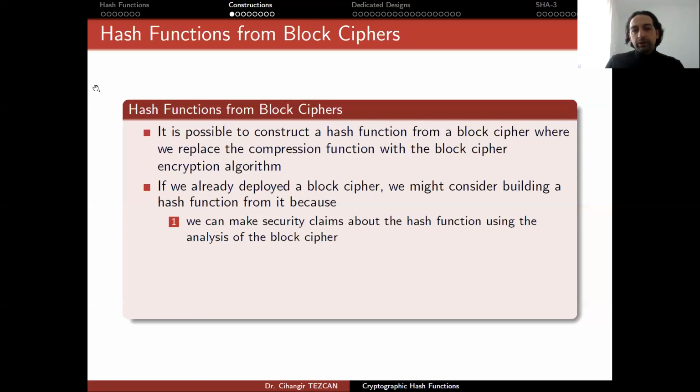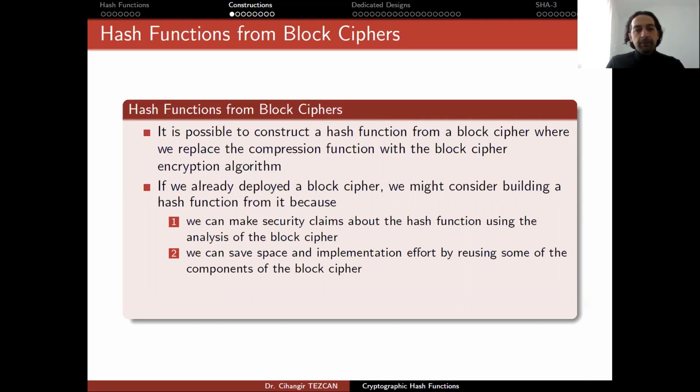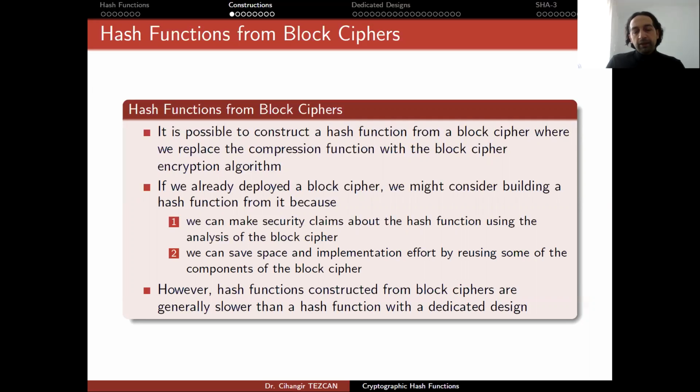So if you already deployed the block cipher, we might consider building a hash function from it, because we can make security claims about the hash function using the analysis of the block cipher. We can save space and implementation effort by reusing some of the components of the block cipher. However, hash functions constructed from block ciphers are generally slower than a hash function with a dedicated design.